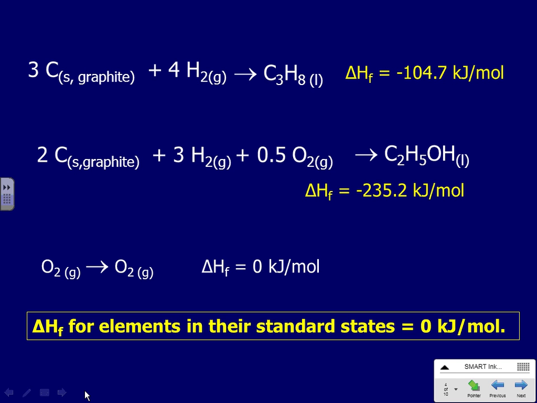Now this last example is stating the obvious, really, but we do need it when we do our calculations. If we want to talk about the formation reaction for an element, and we're going to make that element out of itself in the state that we find it, then I'm hoping it's quite obvious that it takes no energy to create that because it's in the form we want it to be in, and I'm not changing it in any way, and so the heat of formation for an element we define as being 0.